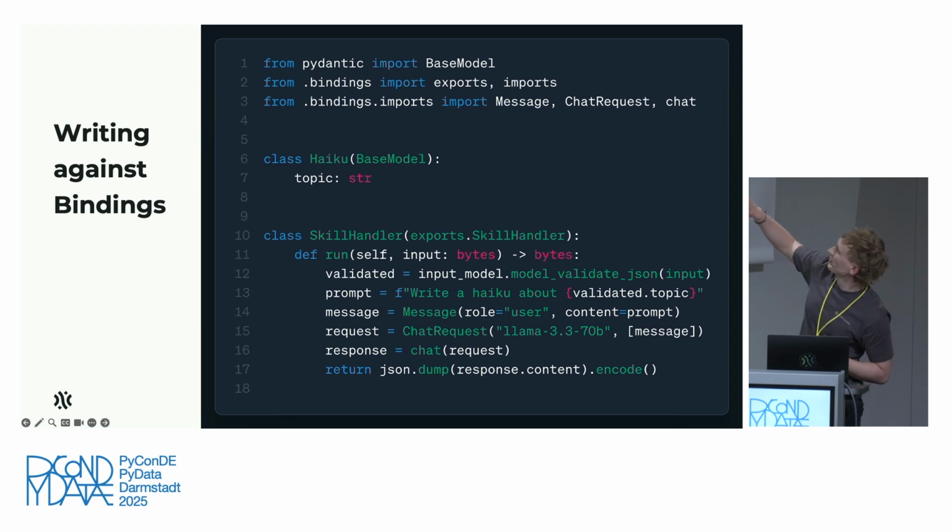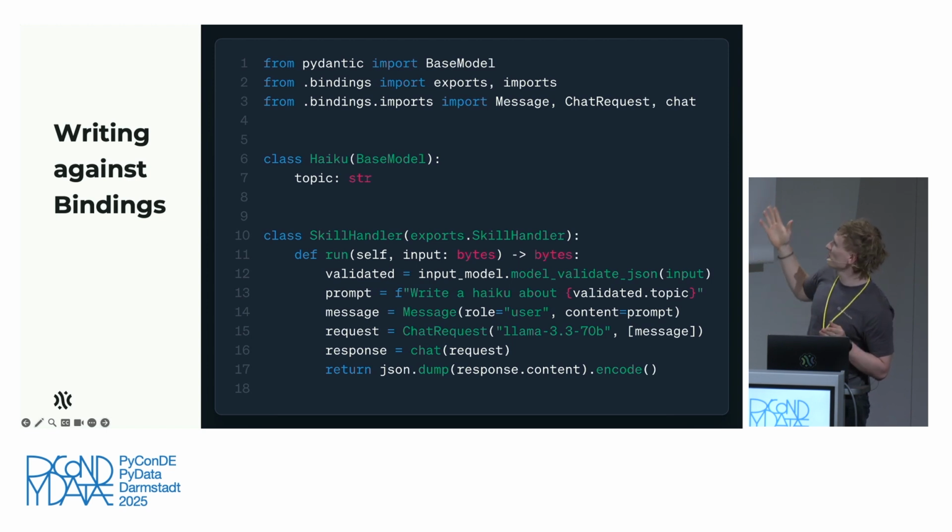What we do here is directly from the generated bindings, we import exports and imports. And then what we build is what Componentize-Py expects, which is the skill handler interface, which has the run method, which we need to implement. And by doing this, Componentize-Py, if you point it to this module, can actually pick up on this and then build the WebAssembly component.